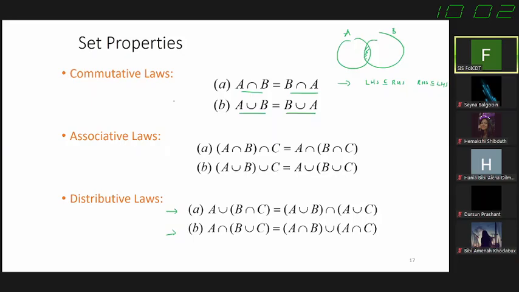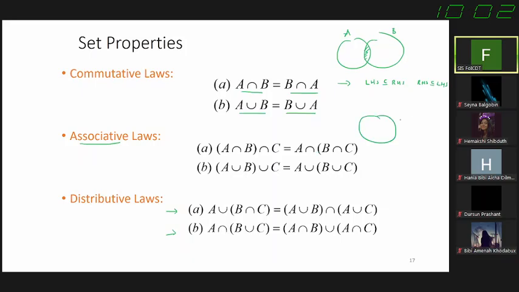The associative law, this is an interesting one. The associative law says A intersection B intersection C will equal A intersection B, B intersection C. Okay, you can draw this, right? It's very simple to understand. You can put it this way.